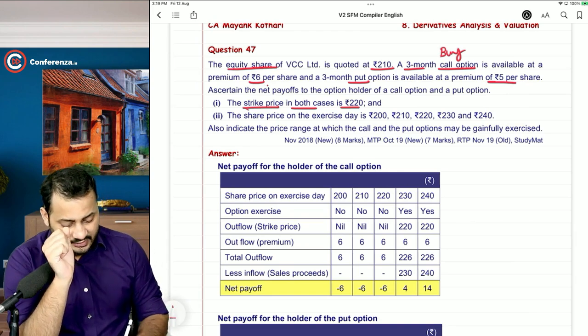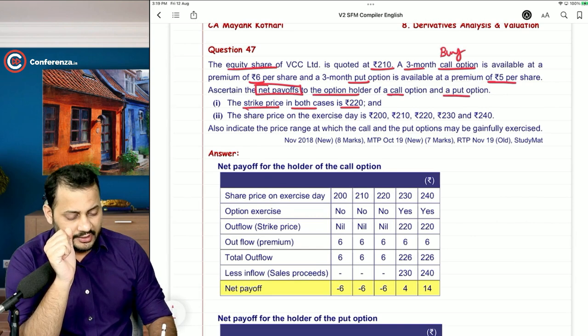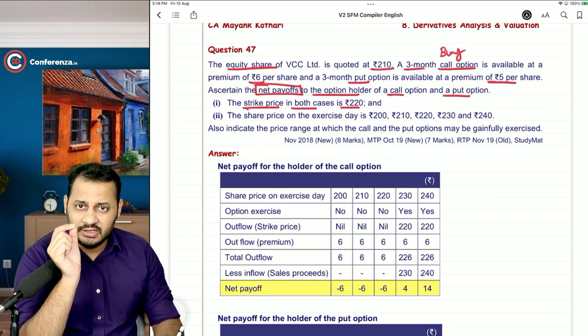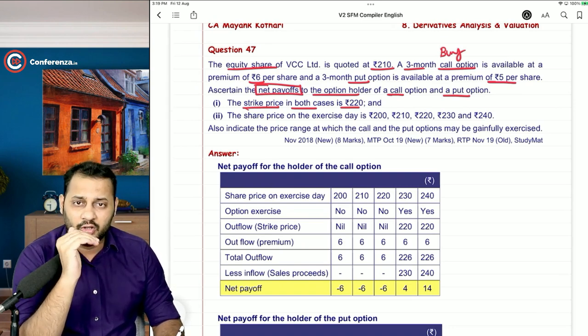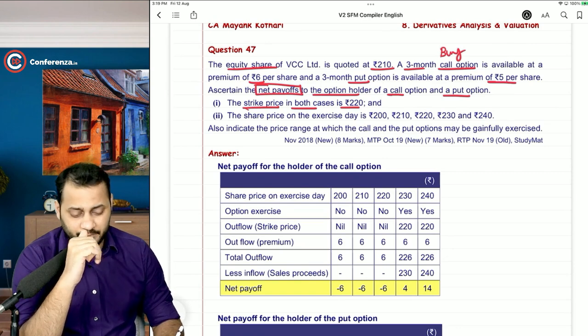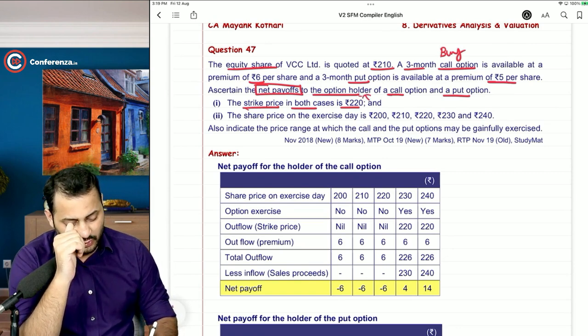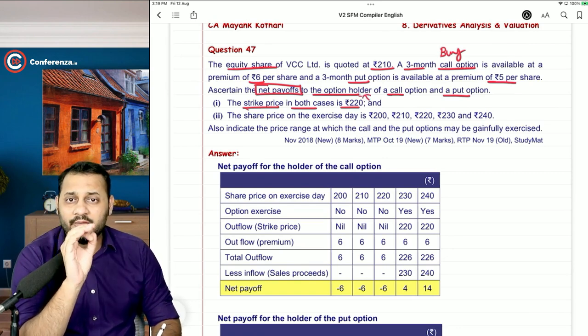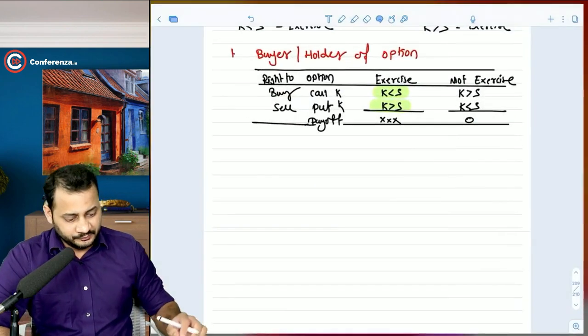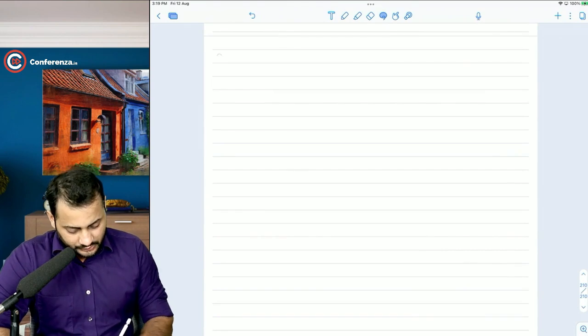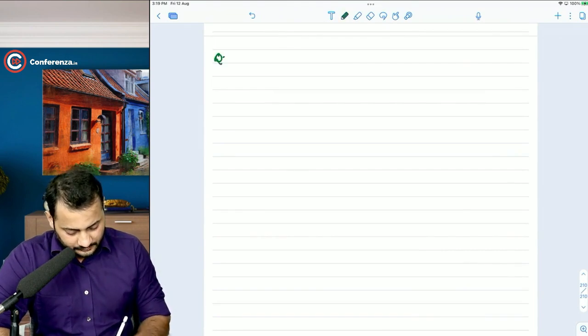Now, ascertain the net payoffs to the option holder of a call and a put option. So there is one investor, or we can say a trader, who has bought one call and one put option. It is clearly written that he is the holder of the option. Holder means he has taken a long position on the call and the put option. See, question number 47.